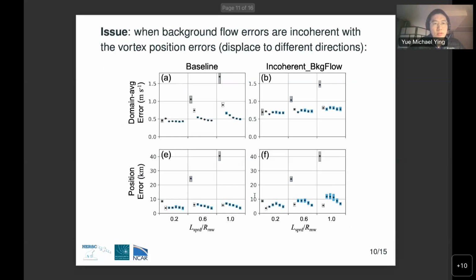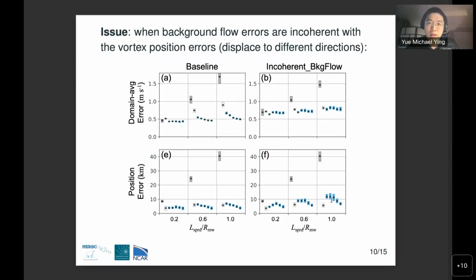So this is one of the issues. The second issue is more severe: I try to test if my background flows are incoherent with my position error in the vortex, which means I put the background flow as a randomly drawn signal, which does not have the correct misplacement of the features. Then from the baseline to the incoherent background flow case, you see that my multiscale alignment performance is not as good.